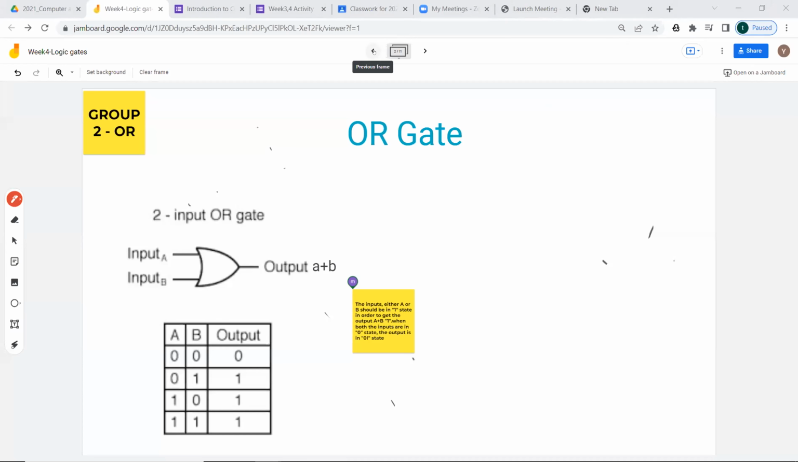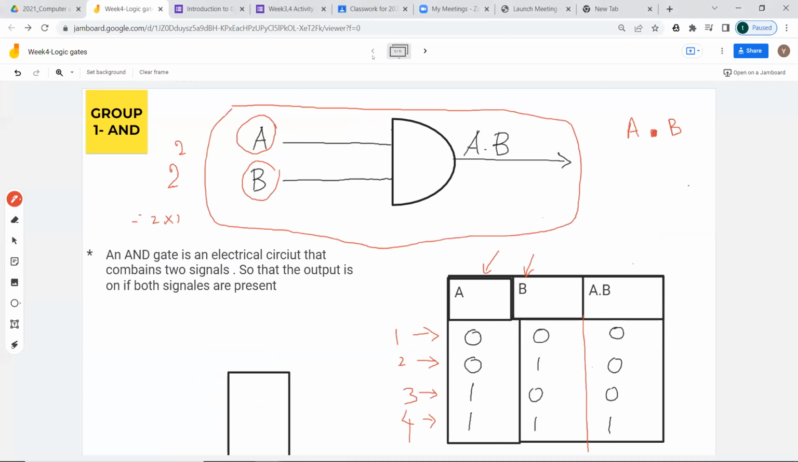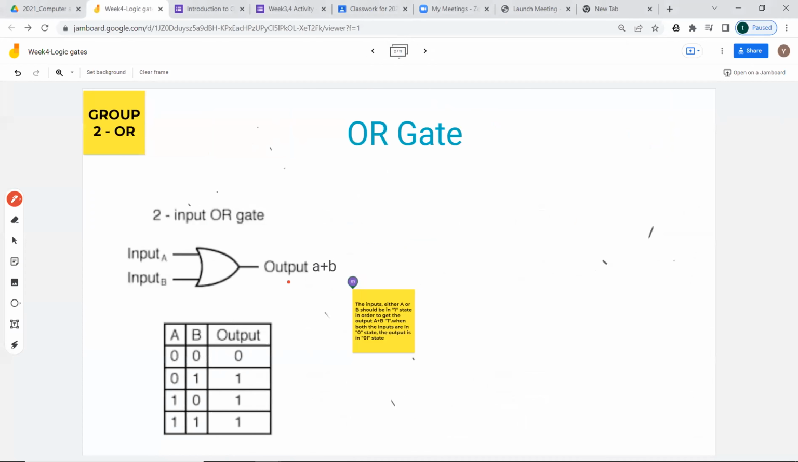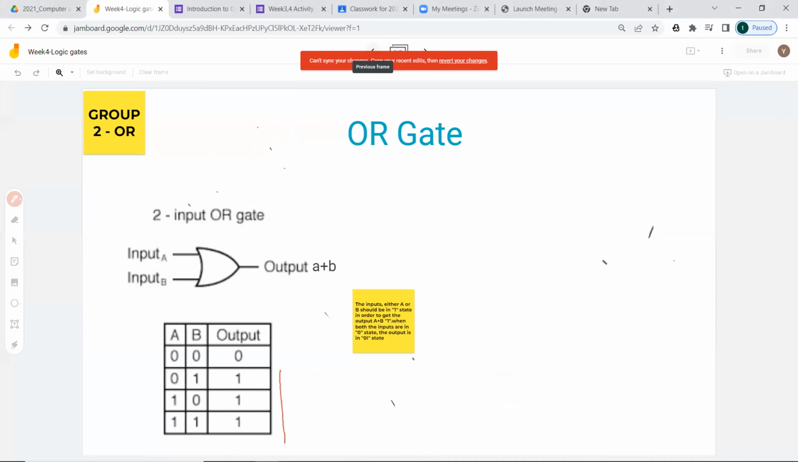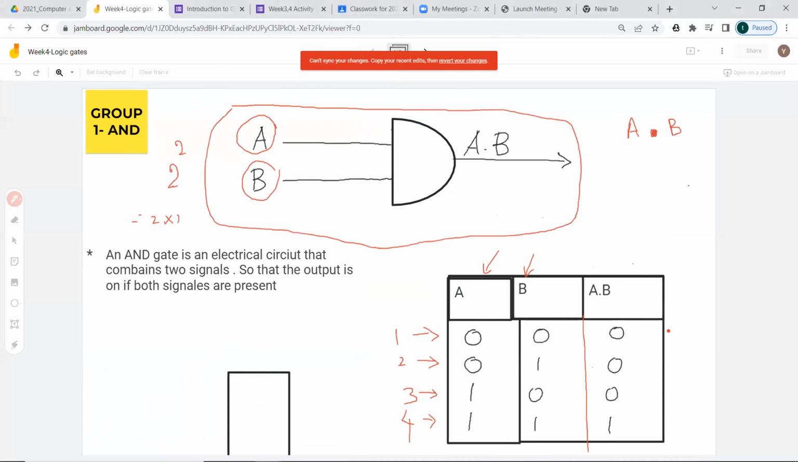Madam, when you compare the second one, that means the OR gate with AND, you can clearly see that here you have 3 ones in OR, and here you have 3 zeros in AND.